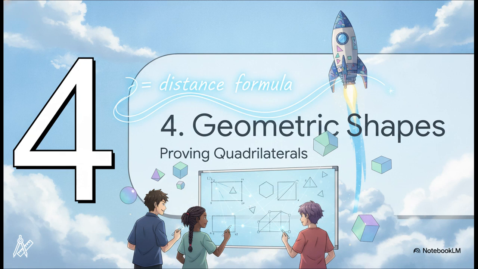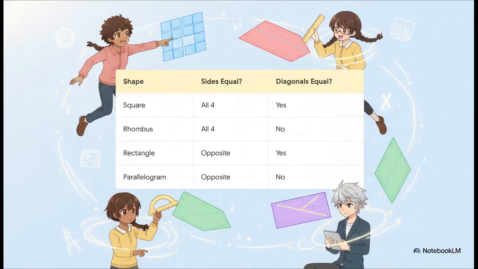That brings us to Section 4, Proving Geometric Shapes. Now we're getting into the heavy-hitting 5-mark territory. Okay, let's break down the ultimate visual cheat sheet for quadrilaterals. To prove a shape, you're always going to calculate exactly 6 distances. The 4 outside sides and the 2 inside diagonals. It's like a giant puzzle.